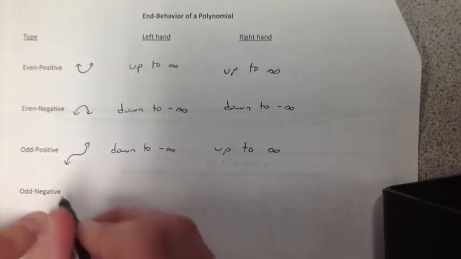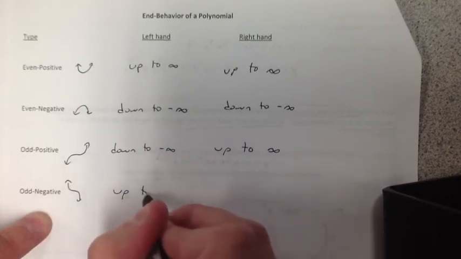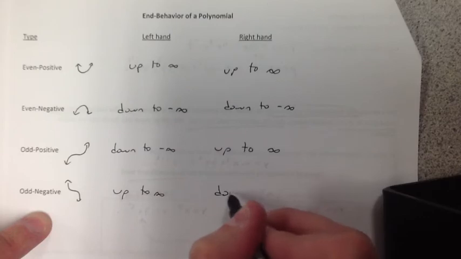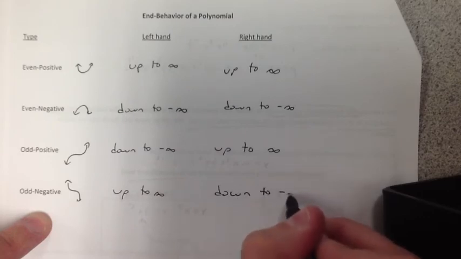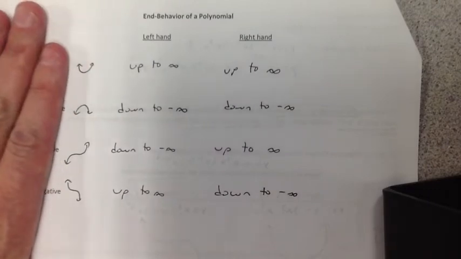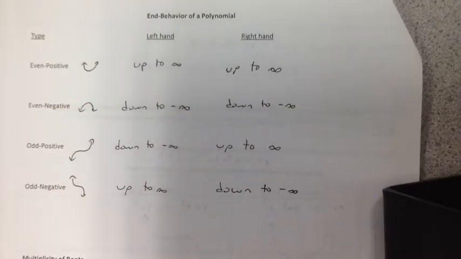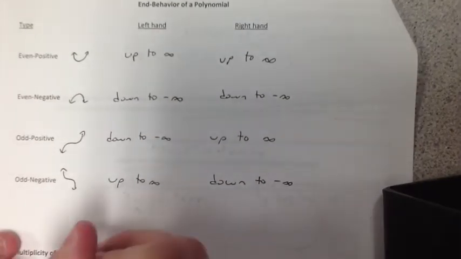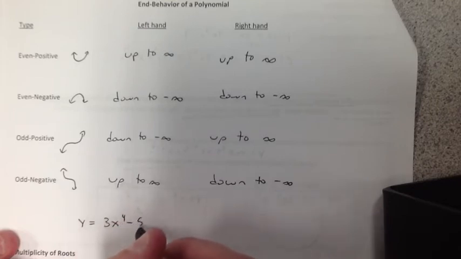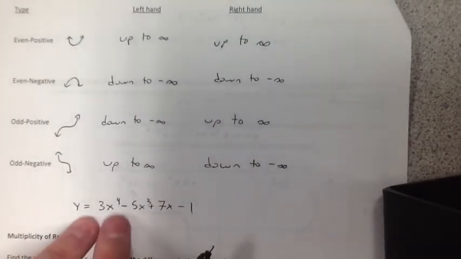All right, odd negative, we flip it. On the left side it goes up to infinity, and on the right side it goes down to negative infinity. So these help us determine what the graph looks like. A lot of times we can tell what's happening on a function without actually looking at the graph itself. For example, let's take a look at the example y equals 3x to the fourth minus 5x cubed plus 7x minus 1. I can know what this graph basically looks like in the end.